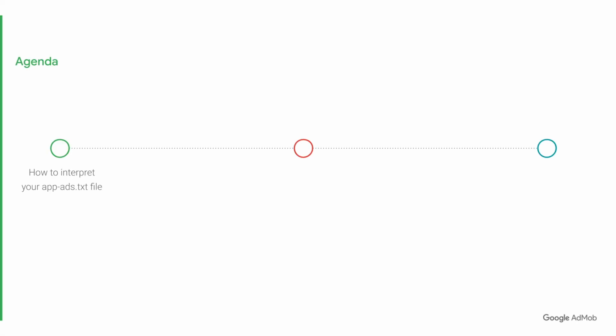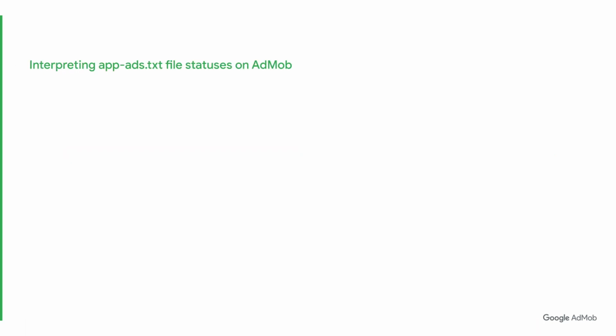In this video, we will be exploring apex.txt in depth, including how you can go about interpreting and crawling your apex.txt file. First, we will show you how you can interpret your apex.txt file statuses in AdMob. Then, we will establish ways to ensure that your apex.txt file can be crawled. Lastly, we will show you how to use Firebase Hosting Solution to establish your developer website that is required to host your apex.txt file. Now, let's dive in.